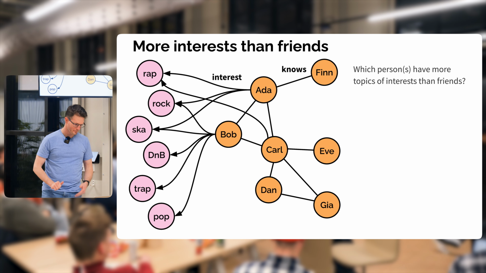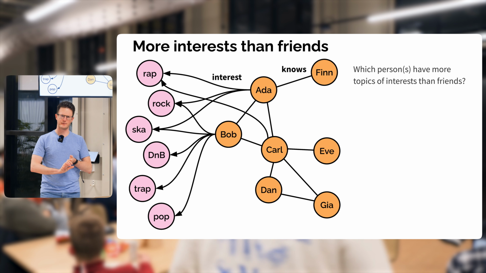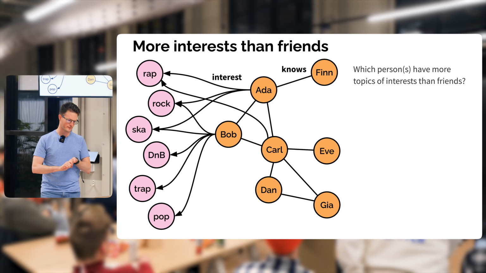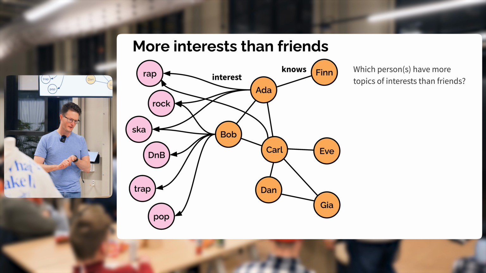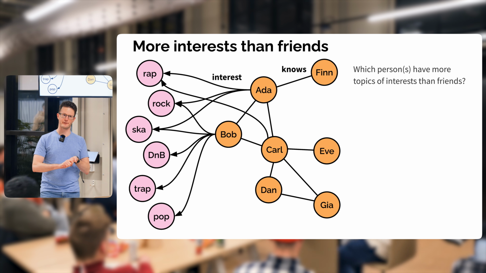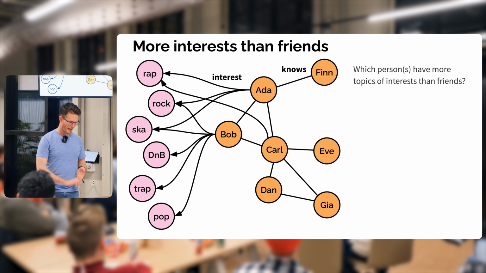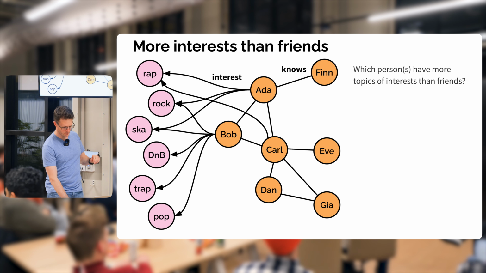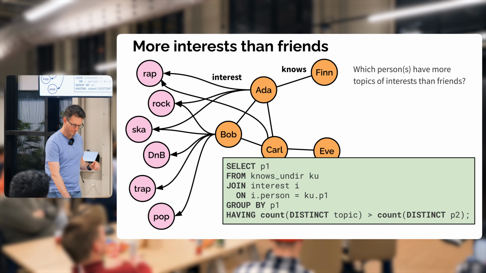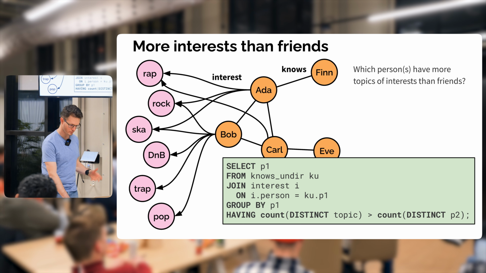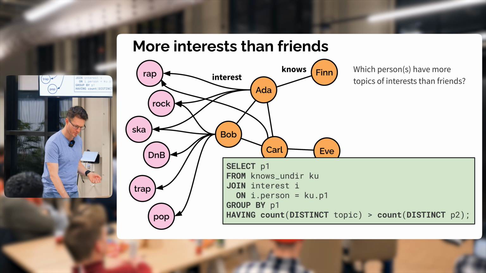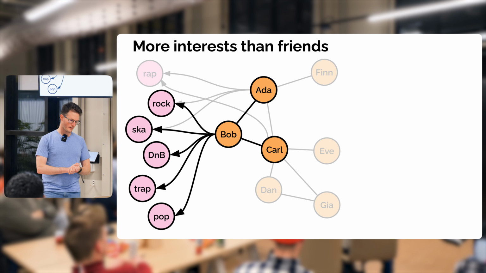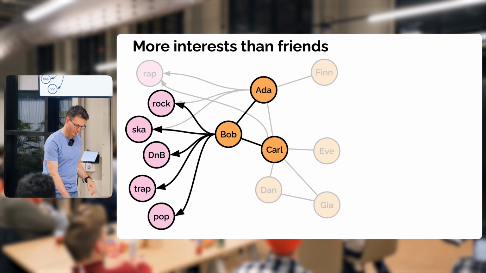Perfect. So here's a query. It's a rather antisocial, evil little query, which says which persons have more topics of interest than friends in the network. And you can gauge it again, and you can see that if you write this query, which does aggregation and then compares the results of the aggregations, Bob has 5 interests, but only 2 friends. So he would be the one we would target with this query.